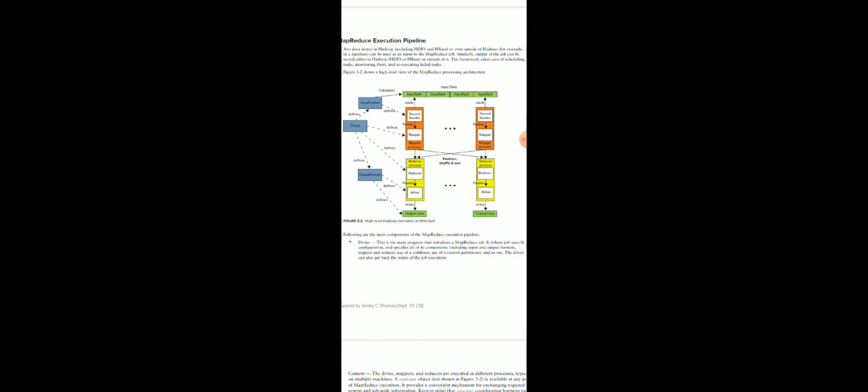The following are the main components of the MapReduce execution pipeline. First is the driver. You can see the driver in this. This is the main program that initializes a MapReduce job, and it defines job-specific configuration, and it specifies all of its components including input and output formats, mapper and reducer, use of a combiner, use of a custom partitioner, and so on.